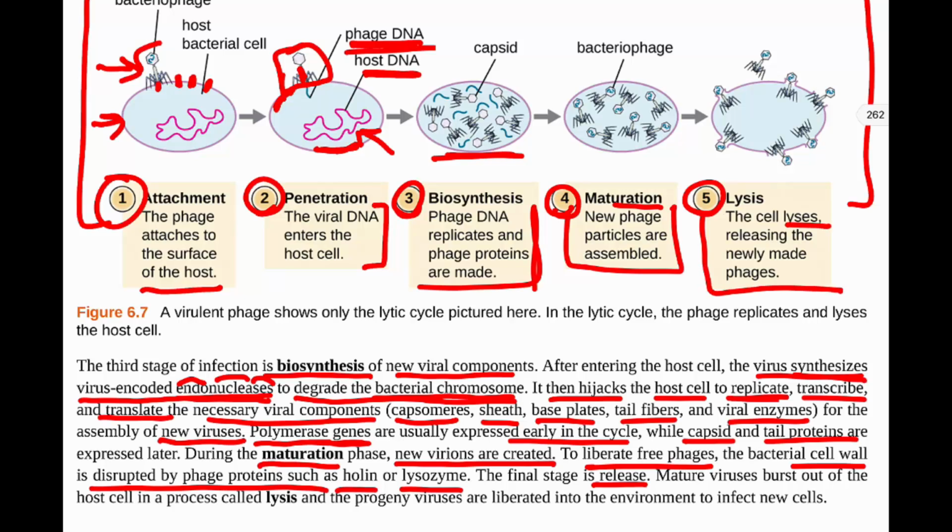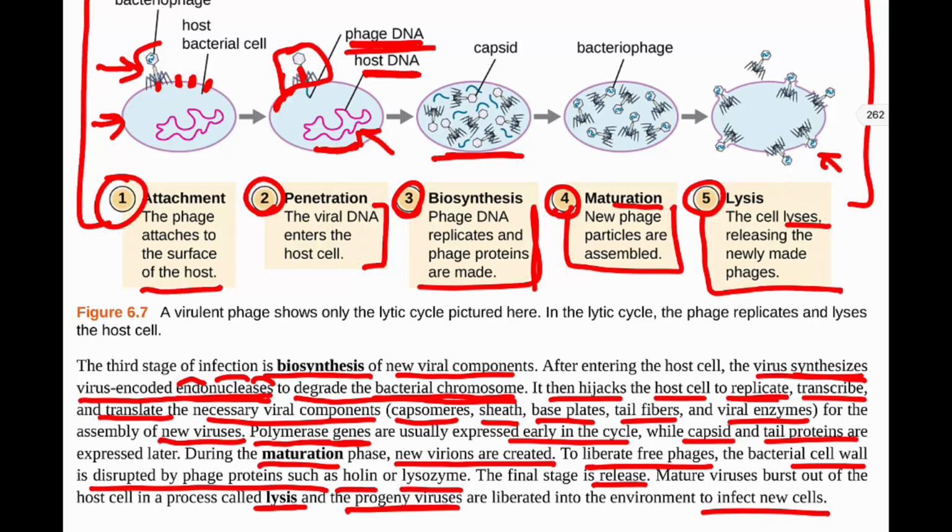So again, lysis is this process of bursting or breaking the cell, and then what we release are called progeny viruses. Okay, and then they can go out and infect new cells. So these are the 5 steps to our lytic cycle. So this is when they're virulent.